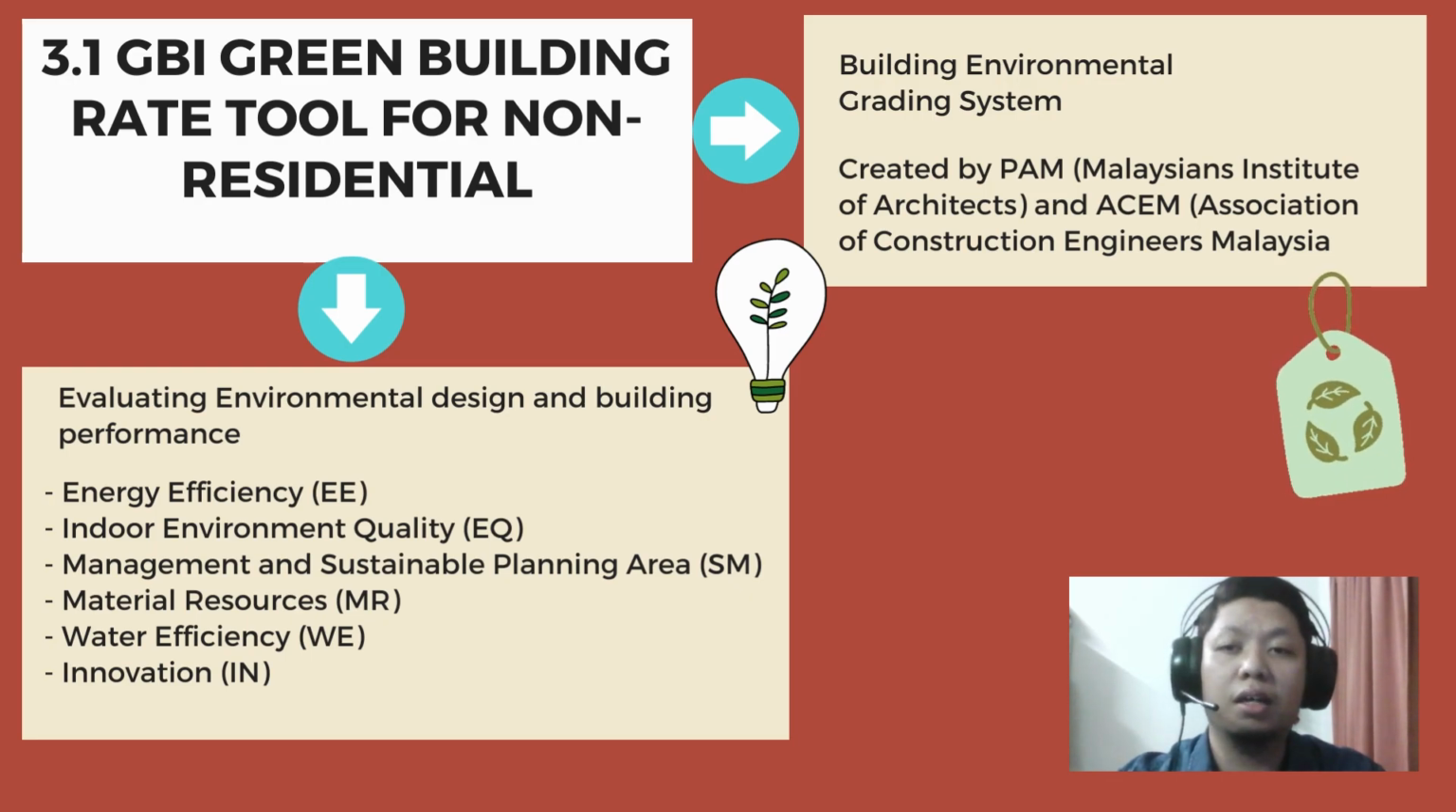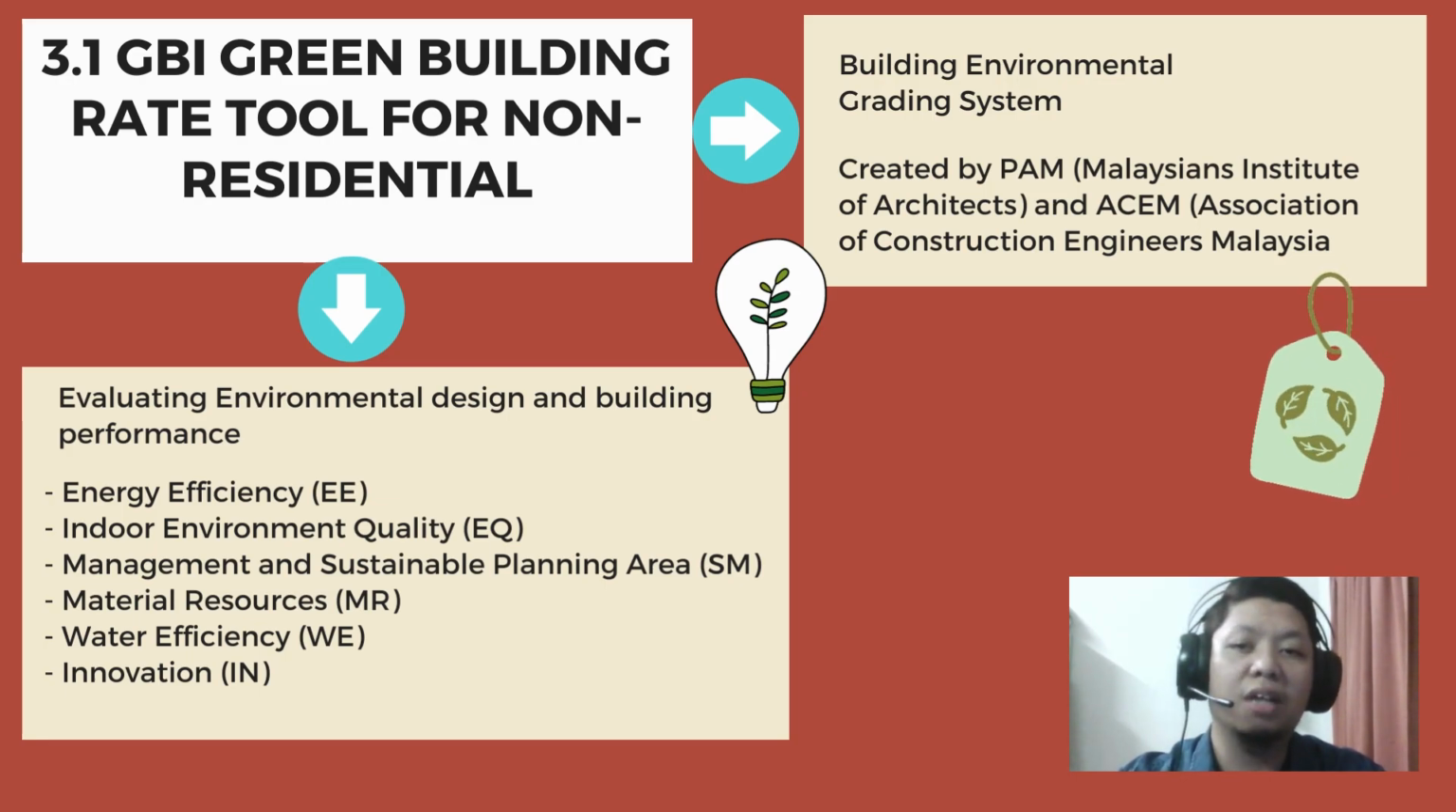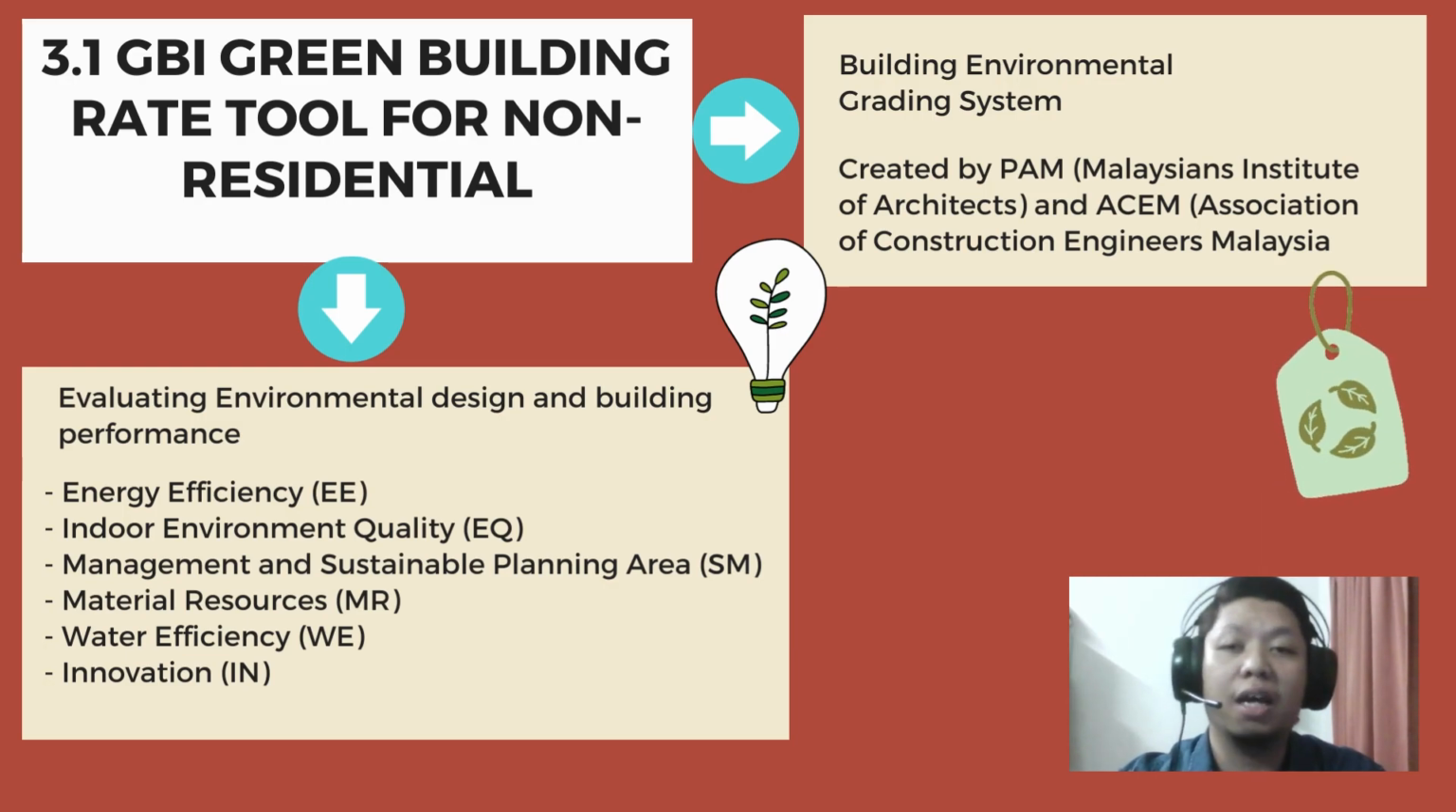What does GBI do? It evaluates environmental design and building performance based on 6 criteria, which are energy efficiency, indoor environmental quality, sustainable site planning and management, materials and resources, water efficiency, and lastly innovation.